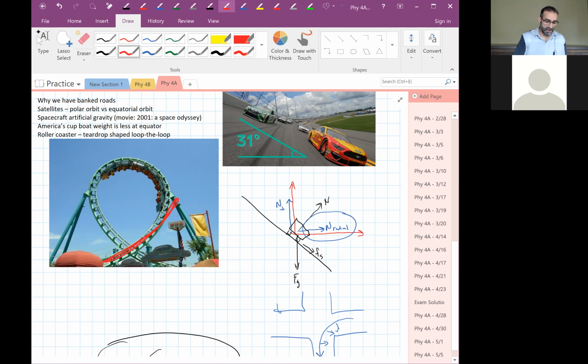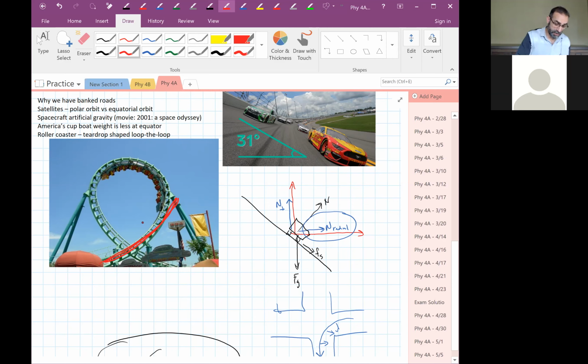But if the radius of curvature was too big there, the car is not going fast enough by the time it makes it to the top of the loop. So you have to have the radius of curvature get tighter, get smaller at the top of the loop where the car is going slower to maintain that needed centripetal force.